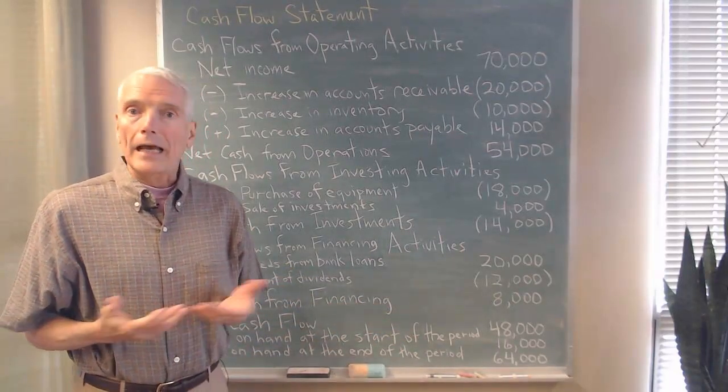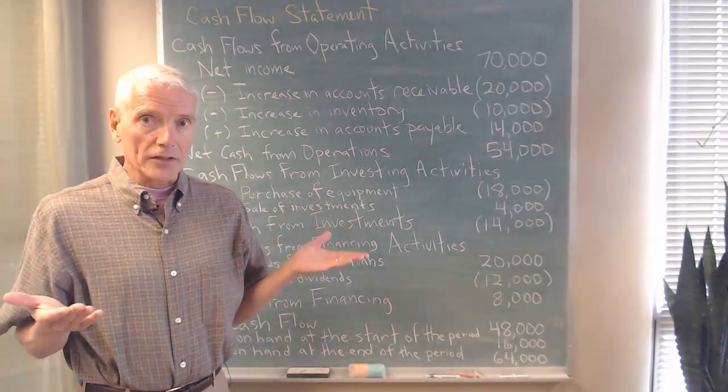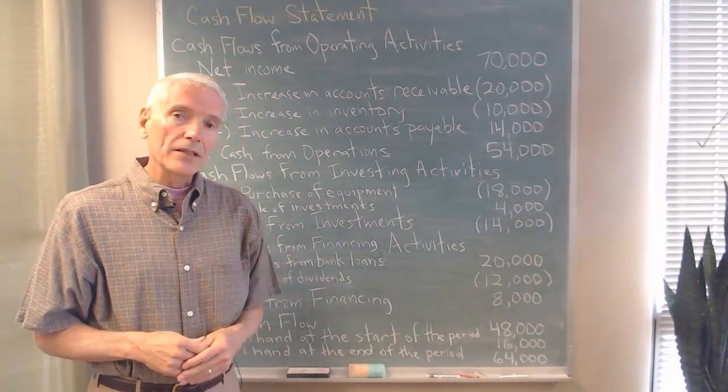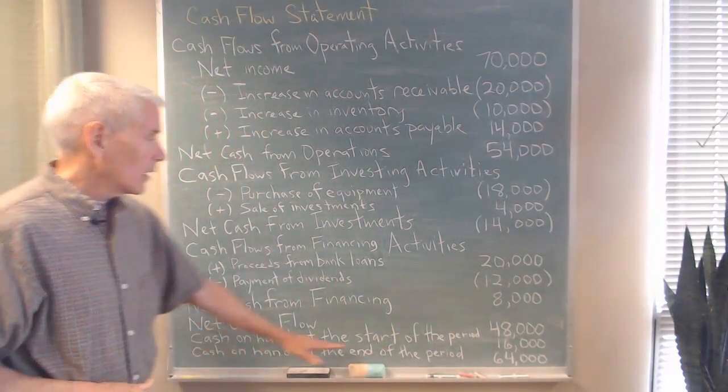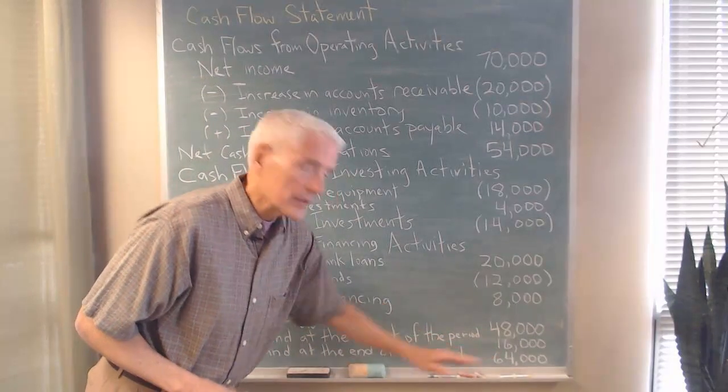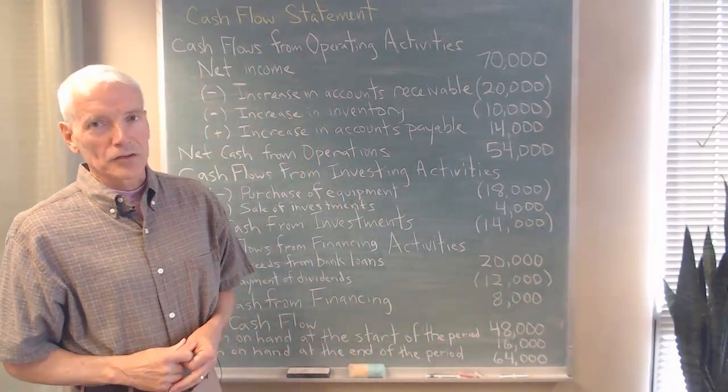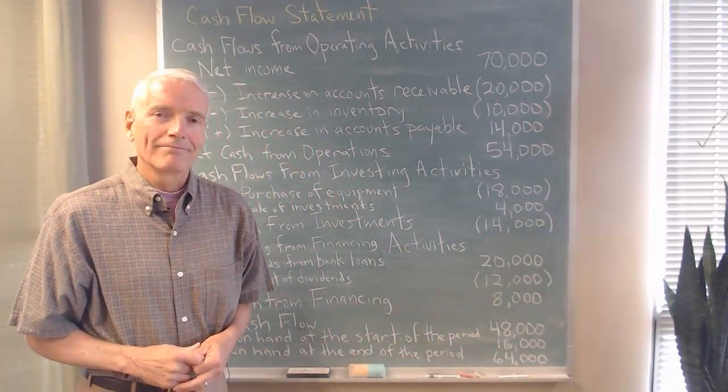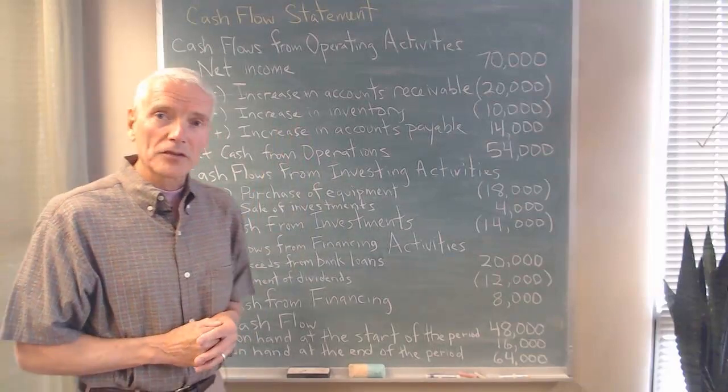We add to that the cash that was already in the drawer when we started this period. That was 16,000, for a sum of 48 plus 16, which is $64,000 of cash in that cash drawer. I hope some of that makes better sense now.